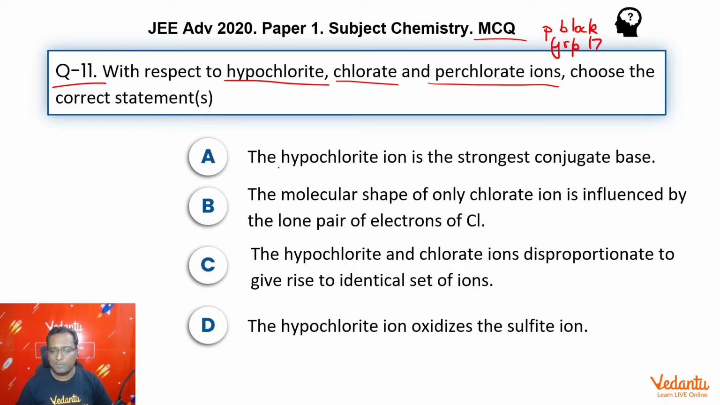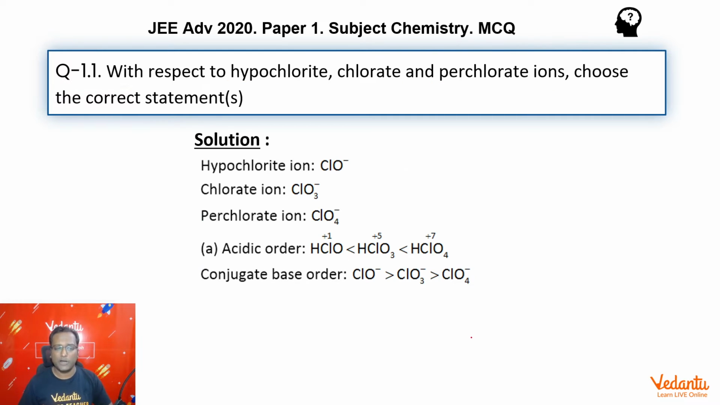First says hypochlorite ion is the strongest conjugate base. Okay. Second talks about the molecular shape of chlorate ion. Okay. Third talks about hypochlorite and chlorate disproportionating. Okay. And fourth talks about hypochlorite acting as an oxidizing agent. Okay. So let's take them point by point.